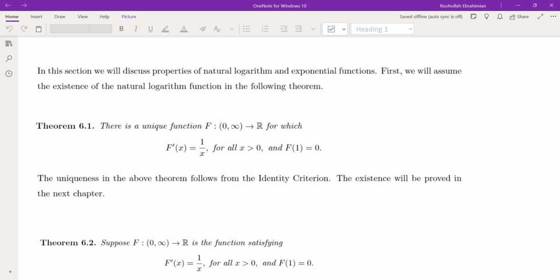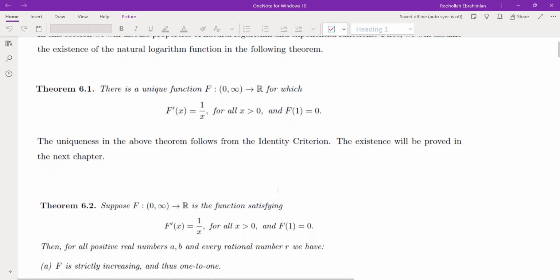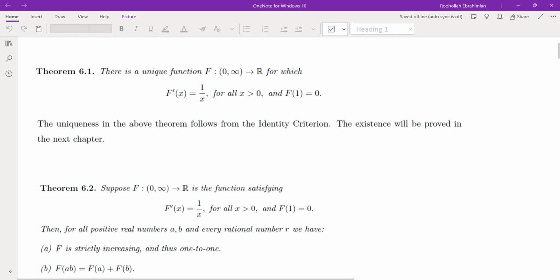Okay, this theorem is going to define natural log. So the theorem is this: there is a unique function f from (0, infinity) to R, for which f prime of x is equal to 1 over x for all x positive, and f of 1 is equal to 0.